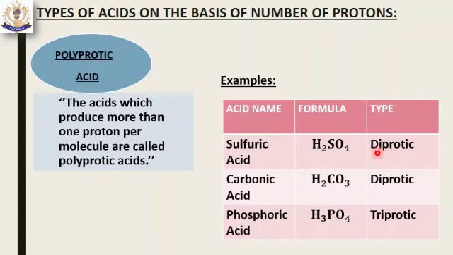Di means two. Similarly, carbonic acid has two hydrogen atoms. It can produce two protons at a time, so it is called polyprotic or diprotic acid. Phosphoric acid has three hydrogen atoms. It can produce three protons, so it is called triprotic or polyprotic acid.